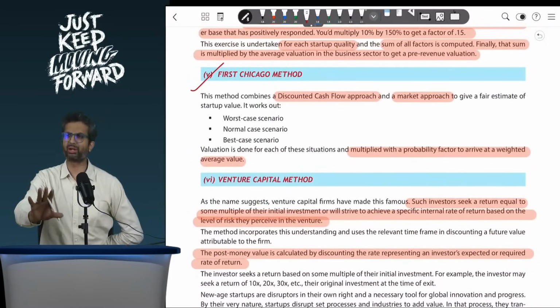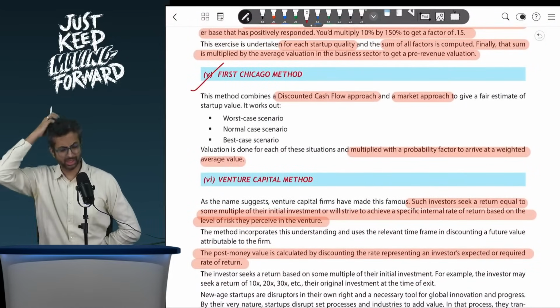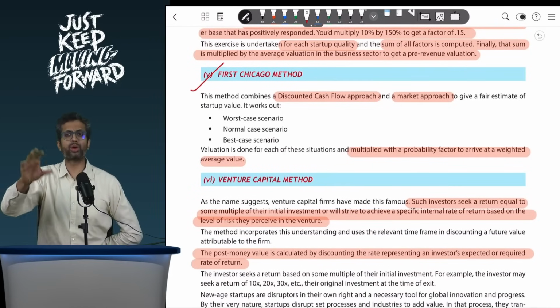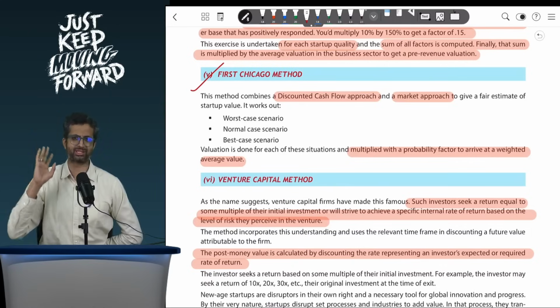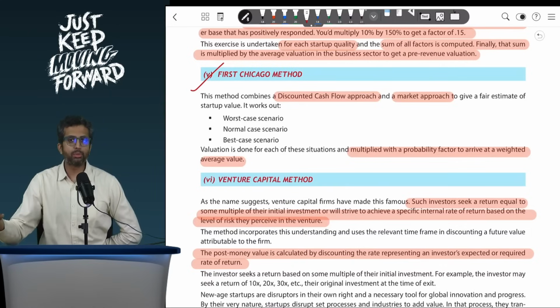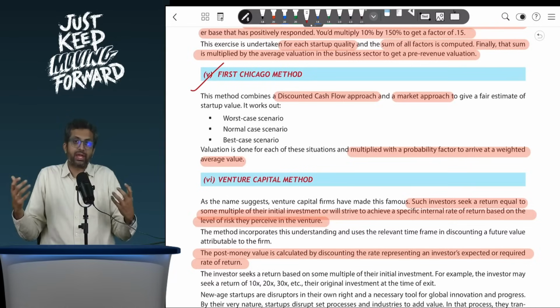This is nothing but a scenario analysis that you do in capital budgeting, where you will try to find the value under 3 different scenarios: the worst case scenario, the base case scenario, and the best case scenario, and then assign probabilities to each of these scenarios and just do a probability based weighted average. The name is fancy.